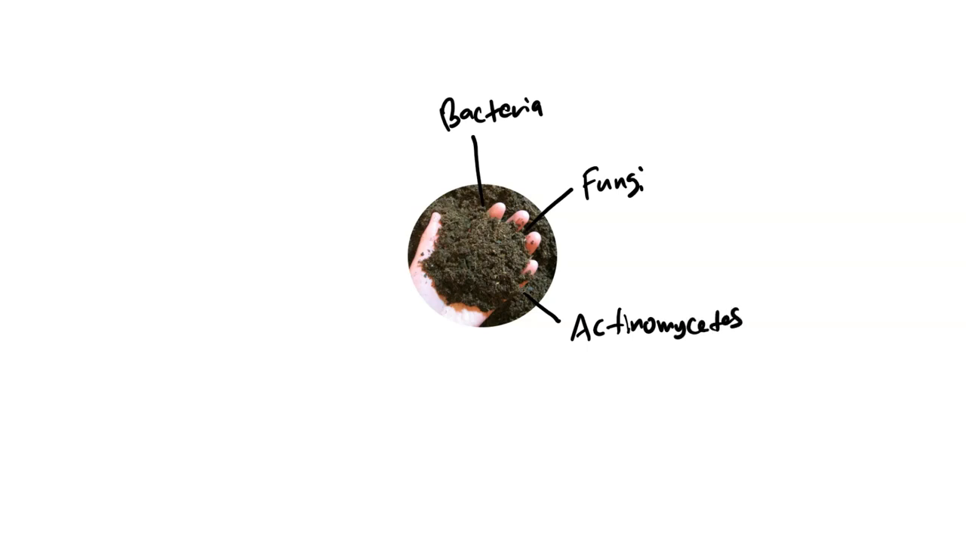There are 5 categories of microbes in the soil. There are bacteria, fungi, actinomycete, algae, and protozoa.